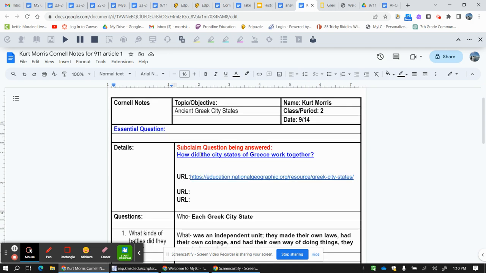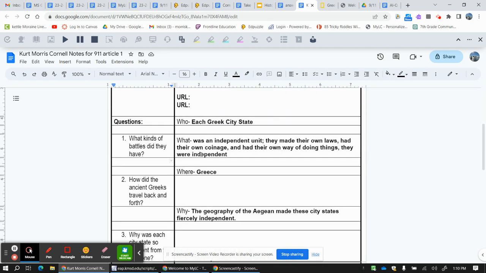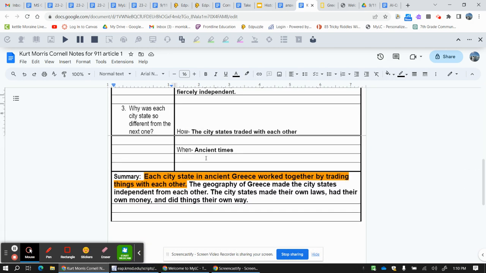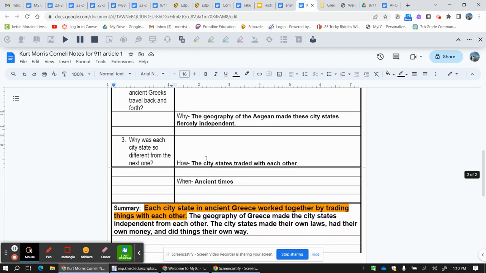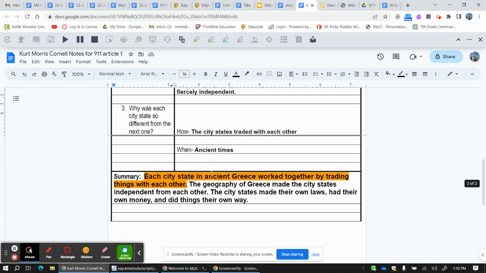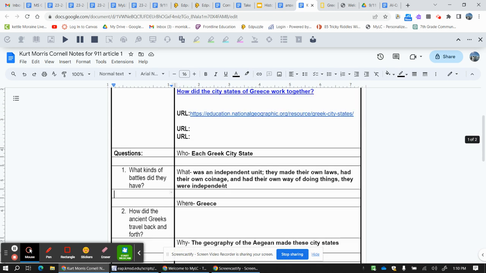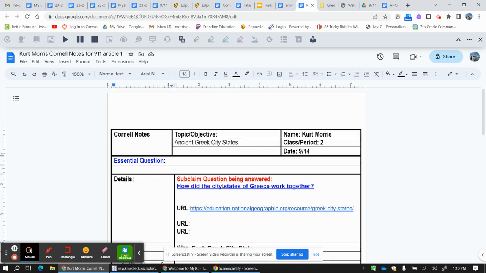So this is what I expect from notes. This is the Cornell note taking. We chunk Cornell notes, and you'll see it all the time. We chunk the notes, we write summaries, and we ask questions. Okay? If you have any questions, let me know. This is what we're doing this year. Refer to this video whenever you get confused.